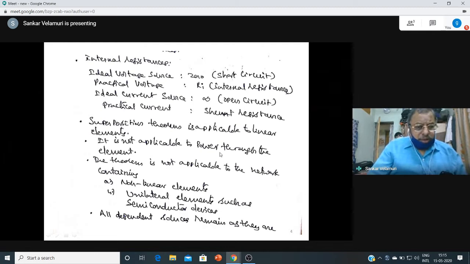So I have been discussing about this particular point. All dependent sources remain as they are while replacing the other sources because they are dependent. That point now I want to make it certain. So this is not applicable for nonlinear elements and unilateral devices. It's not applicable. Okay. So superposition theorem is applicable to only linear elements.